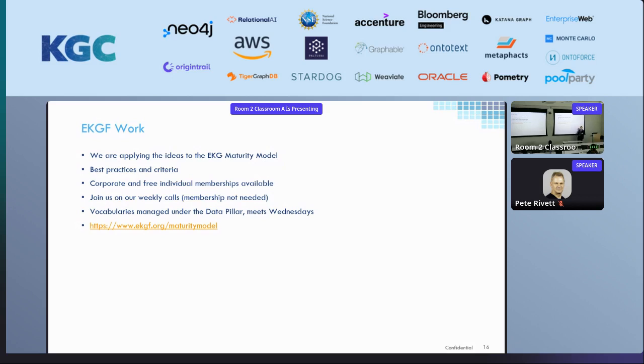exemplars for applying vocabularies. So we've got a capability definition for vocabularies. And what we're working on now is examples of different levels of maturity for vocabularies. And we're taking a fun example, which is a movie use case. So this is all being use case driven. And we're going to be publishing a vocabulary along the sort of lines I've been talking about at different levels of maturity. So you can see this is what a level one vocabulary is like, this is level two, and so on. So do come along.